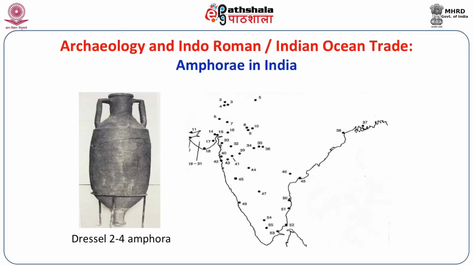What you see in this particular image is a Dressel 2-4 amphora. It was an Italian amphora. This complete specimen is not from India. It is just a sample to show the similar type known as Dressel 2-4 that is found in several sites. This is another important ceramic. This is a small dish. This was produced mainly in the region of Bengal Delta.